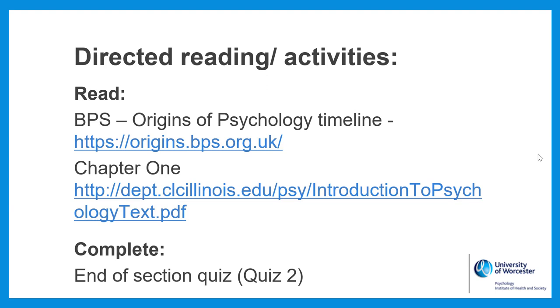You can click through and have a look at the key events and key psychologists that developed theories at particular times. So you can go through each of these points, have a look across the different centuries from the first developments up to developments with the BPS now. And also have a look at chapter 1 of this link, which is an introductory textbook to psychology.